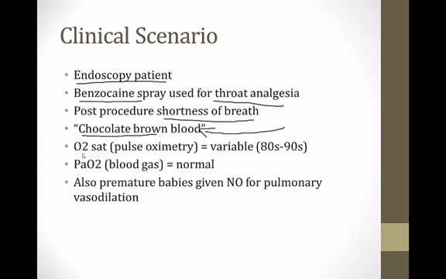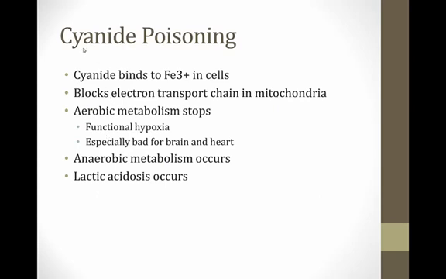The oxygen saturation done by pulse oximetry is variable. The methemoglobin interferes with the pulse oximeter, so you can get values ranging anywhere from the 80s to the 90s. If you draw a blood gas, the PaO2 will be normal. That's because there's a normal amount of oxygen in the blood. It just cannot be bound to the Fe3+ methemoglobin, and the amount that is bound to the 2+ cannot be released. So this is the classic scenario to know for your boards: an endoscopy patient. You should also know that this can happen to premature babies who are given nitric oxide for pulmonary vasodilation. Finally, I'll discuss cyanide poisoning.